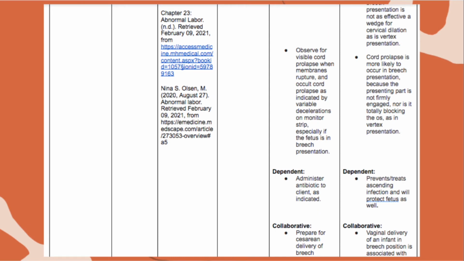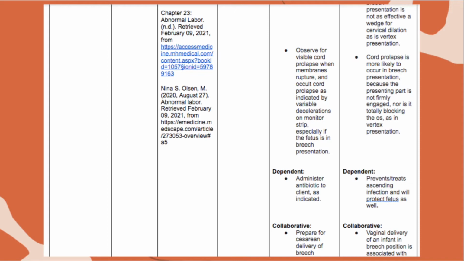For example, a breech presentation is not as effective a wedge for cervical dilatation as a vertex presentation. And then observe for visible cord prolapse when membranes rupture, and occult cord prolapse as indicated by variable decelerations on the monitor strip, especially if the fetus is in breech presentation, as cord prolapse is more likely to occur in breech presentation because the presenting part is not firmly engaged, nor is it totally blocking the os as in vertex presentation.